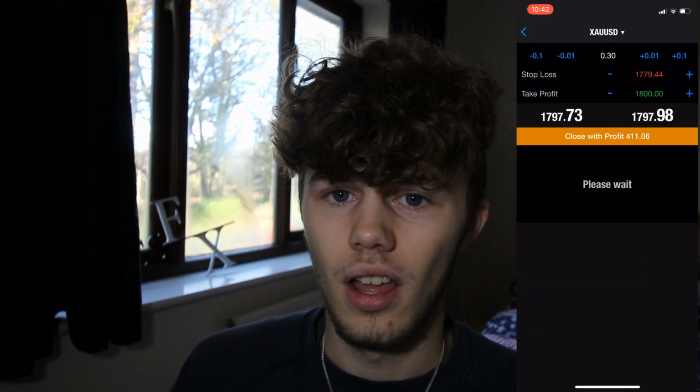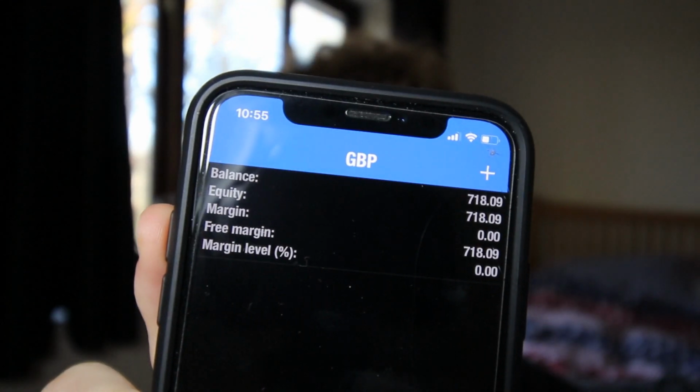Okay guys, so I did actually just close out of that gold trade. We ended up catching around 180, 190 pips, around that sort of area. And if I show you now, that profit on that account was £409 total on that trade. We had £1.17 swaps because we held it from 10 to 11 last night when gold actually closes. The account is on £718 and 9 pence.